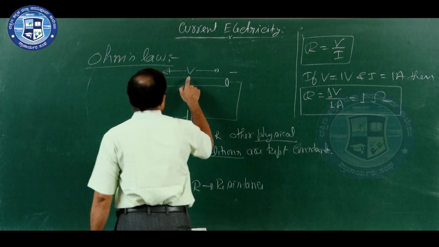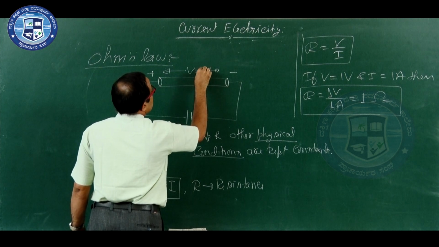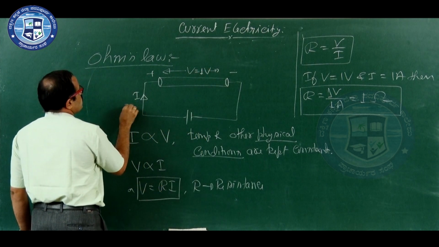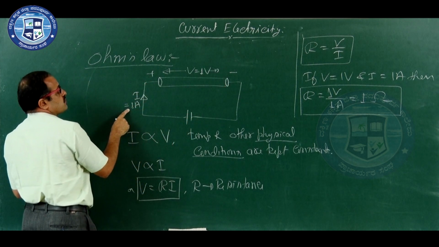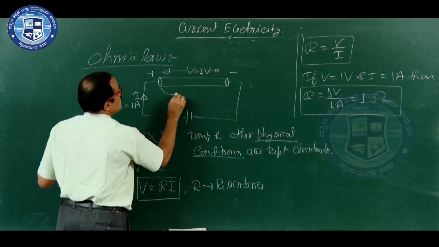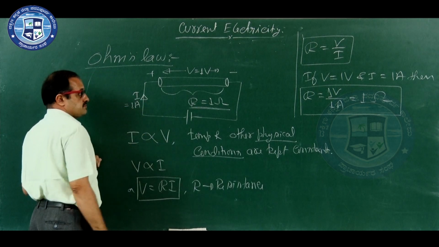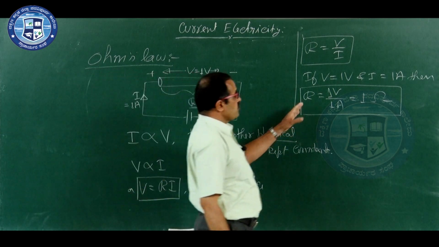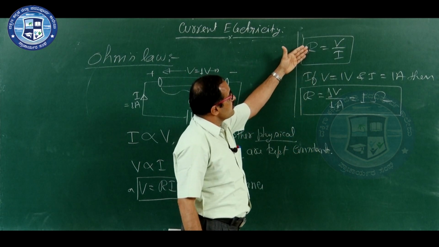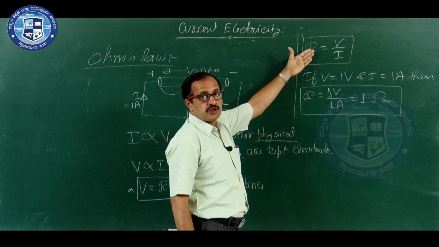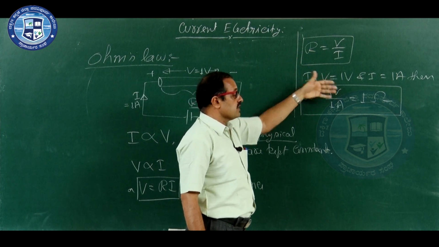Means, just see here, if this PD is 1 volt, and how much current it has to produce? 1 ampere. If the potential difference is 1 volt and the current through the wire is 1 ampere, then its resistance is 1 ohm. So, this is the definition of 1 ohm you can expect for 1 mark in annual exam. Even you can expect this: define 1 ohm resistance of a conductor, that also you can expect.